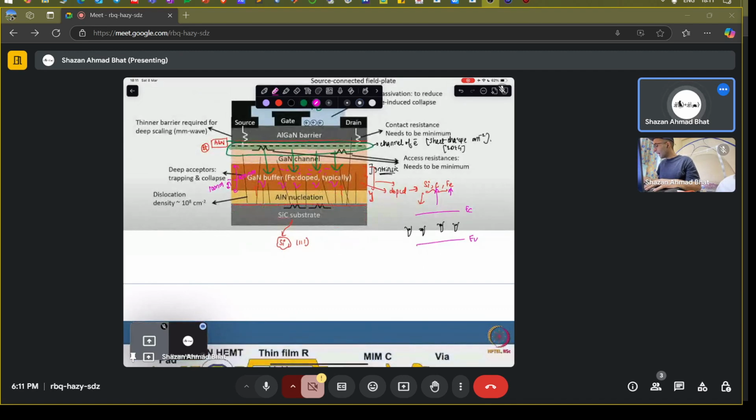Okay, but one more thing that can happen is that there can be a conduction path from source to drain via the gallium nitride substrate buffer. So that also has to be prevented.